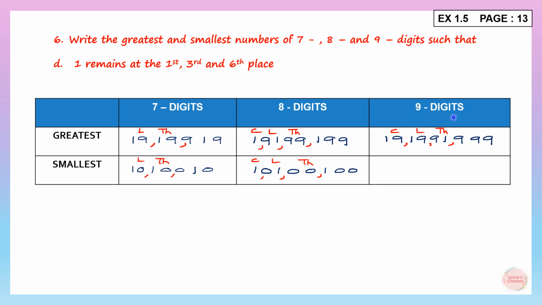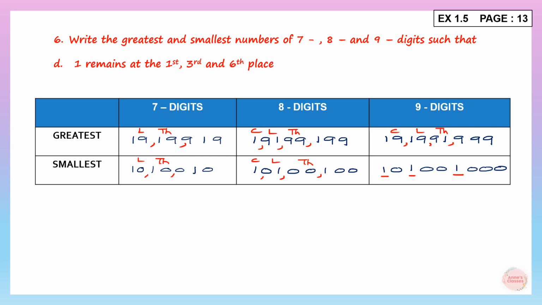Now let's write the smallest 9-digit number. That's 1 followed by 8 zeros. 1, 2, 3, 4, 5, 6, 7, 8. Now in the first place, third place, so that is 1, 2, 3, 4, 5, 6. In these places, let's write 1. So here and here, let's replace it with 1.